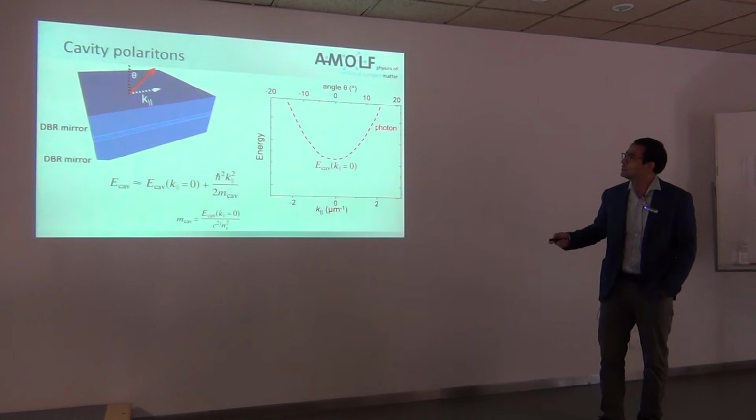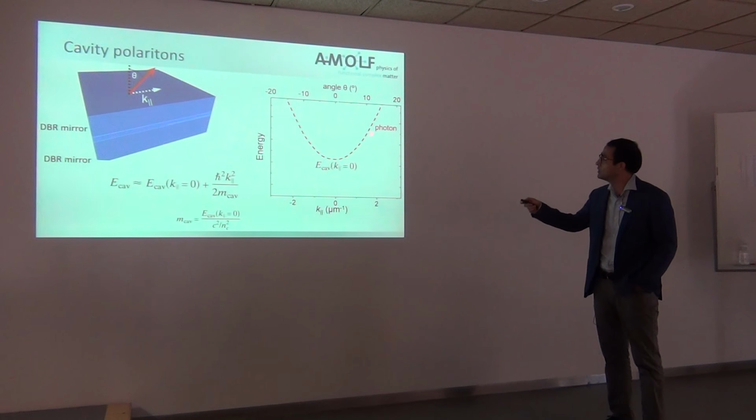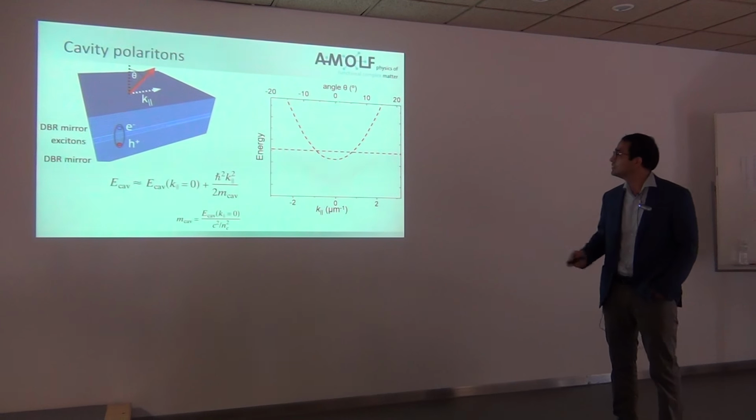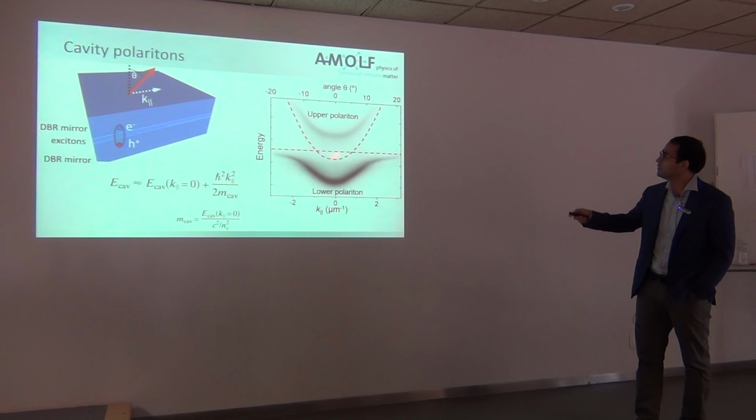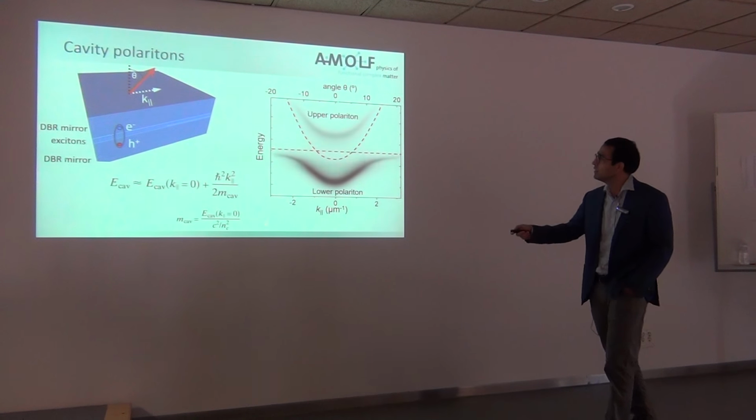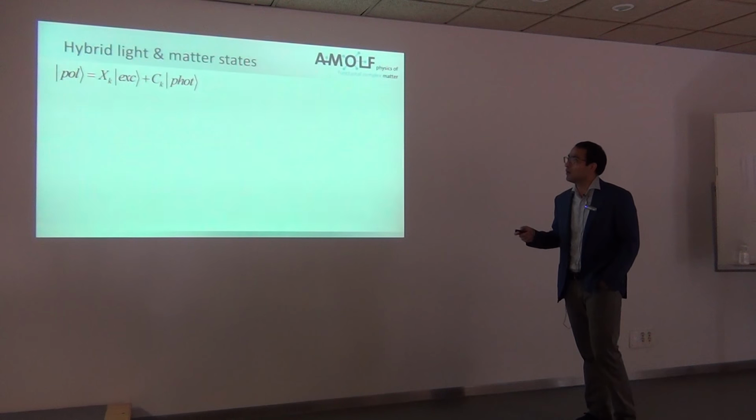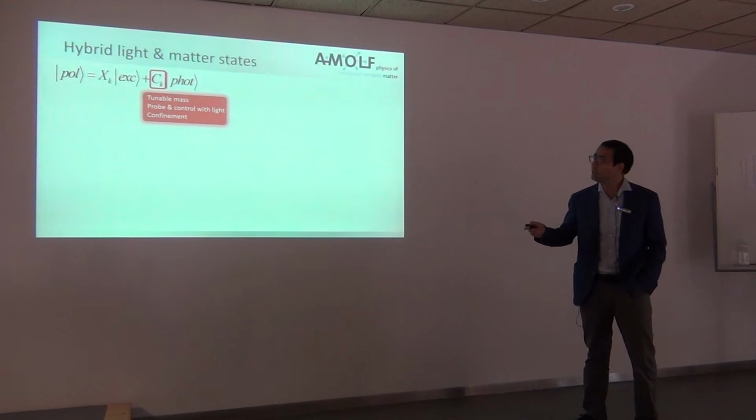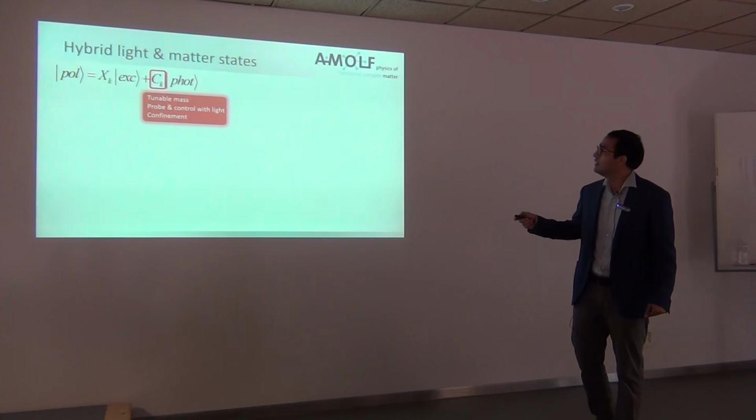So cavity polaritons arise from the strong coupling between a photon and an exciton. The photon has a parabolic dispersion at small momentum, as you have seen before. The exciton is pretty much flat. And from the strong coupling, you get an avoided crossing between the upper and the lower polaritons. In this case, you're seeing the photoluminescence intensity as a function of energy versus k parallel. So the polariton is part light, part matter. From the light, we get a tunable effective mass, and the ability to probe and confine the system with light.